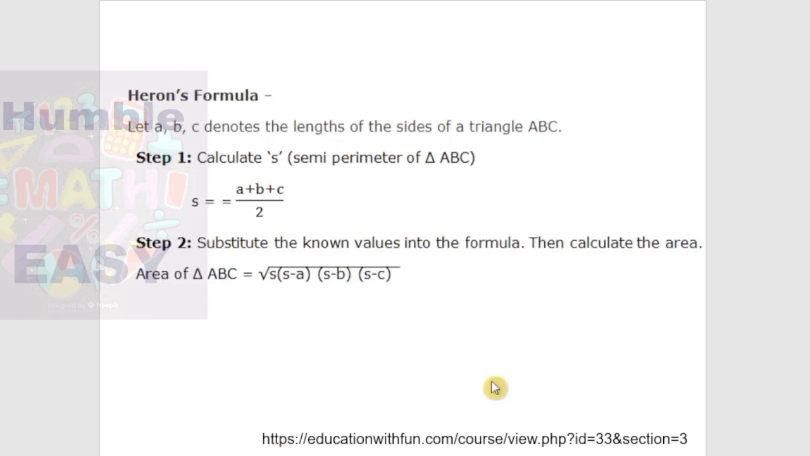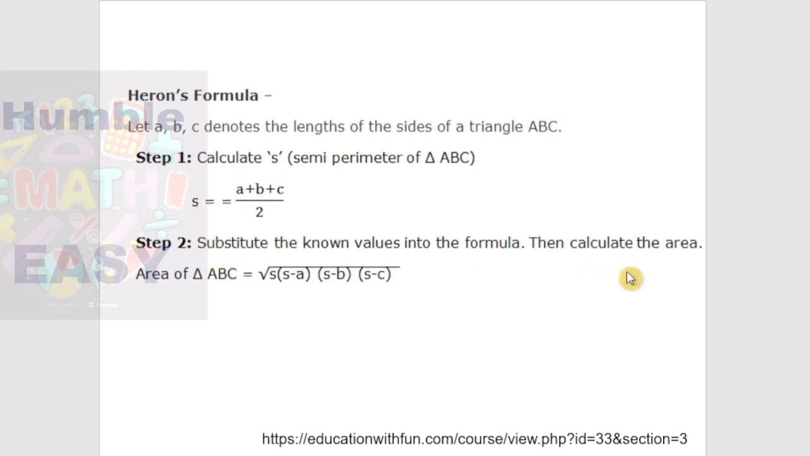Now, the steps in working with Heron's formula: first, calculate the perimeter, then divide by 2. That is our semi-perimeter. All the sides, divided by 2. Where A, B, and C denote the lengths of the sides of the certain triangle, the semi-perimeter is represented by S.